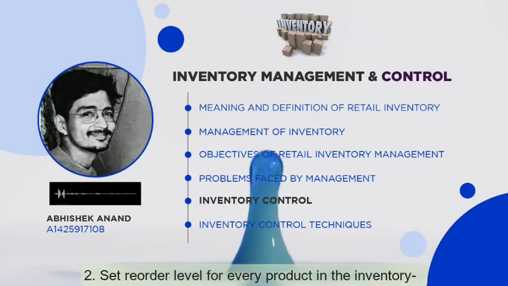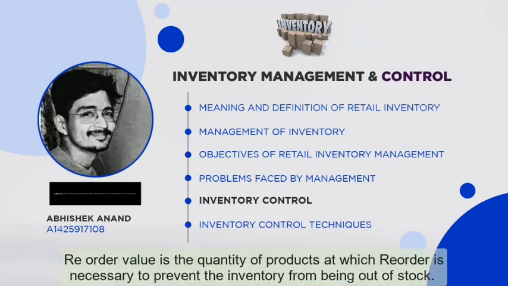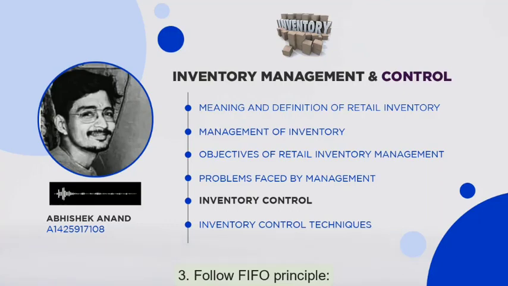The second technique is to set the reorder level of every product in the inventory. Here, reorder level means the quantity of the product at which a reorder is necessary to prevent being out of stock. The third technique is to follow the FIFO principle.